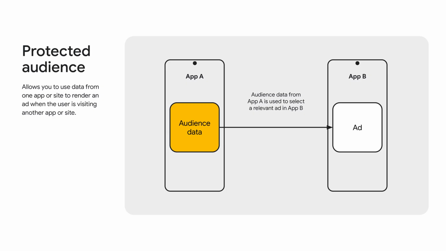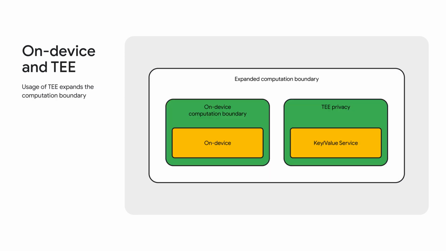Let's take a look at another example: Protected Audience. The Protected Audience API allows you to use data from one app or site to render an ad when the user is visiting another app or site. Protected Audience initiates the auction on device, and that is one of the computation boundaries where cross-app or site data is handled. And that computation boundary can be expanded with the use of TEEs again, similar to what we saw with the aggregate attribution reporting.